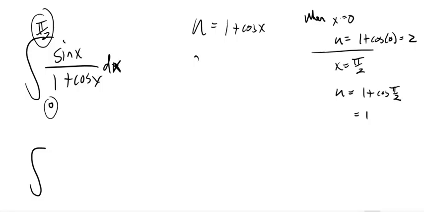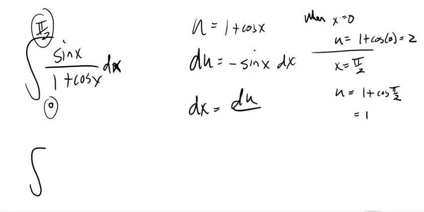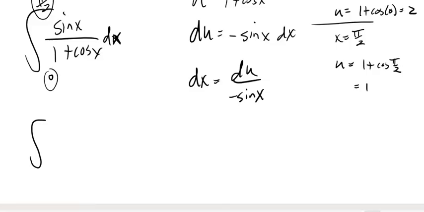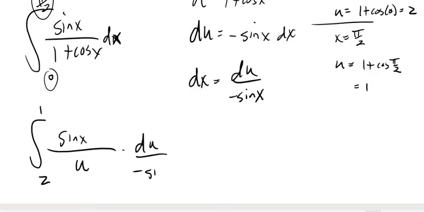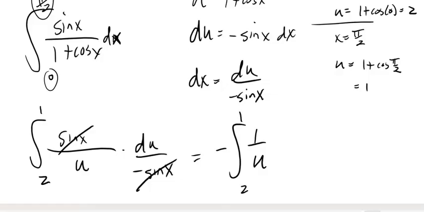So let's do everything. du is negative sine x dx. dx is du over negative sine x. So substitute the bounds. When x is 0, use 2. When x is pi over 2, use 1. Sine x, which is going to be gone in a second, over u, because the denominator is u, and this is du over negative sine x. So those go away, and I'm done with x. So I got 1 over u, which was my goal. I got a negative, I got 2 to 1, and I got a du.